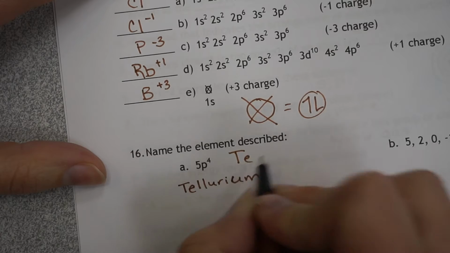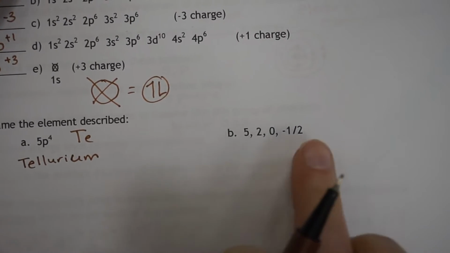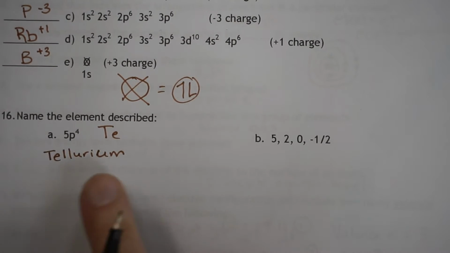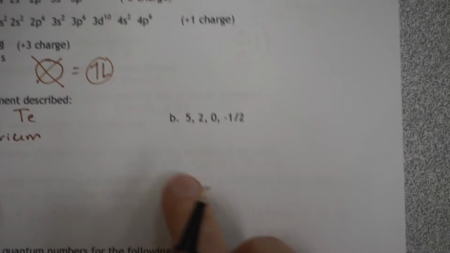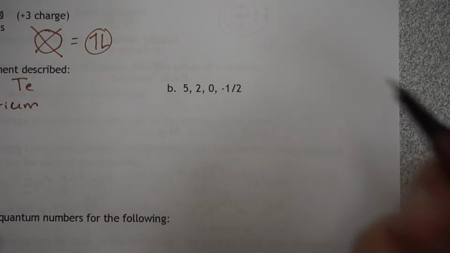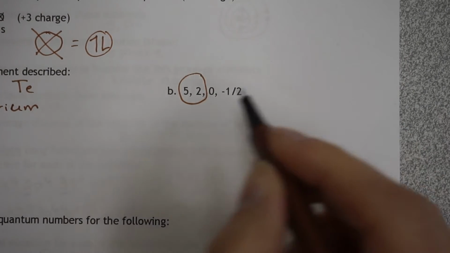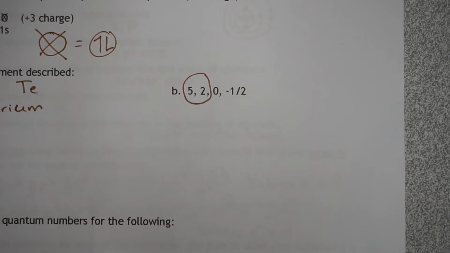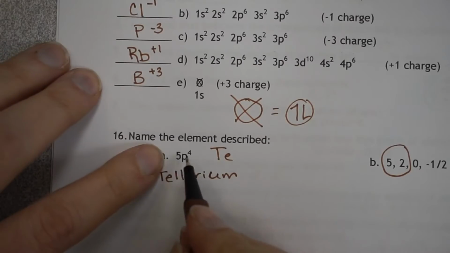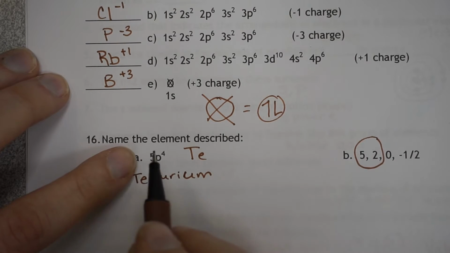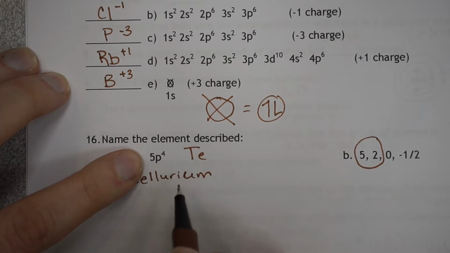Okay, so Te, that's your answer. Easy. Next, quantum numbers. Y'all so excited. So name the element described. So we have to name an element based off of this. Automatically, these two should be easy, okay? You can tell the first two from these. All right, so basically we're going to find this, and then we can identify it that way.